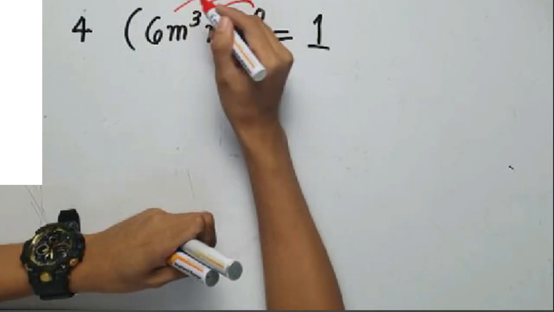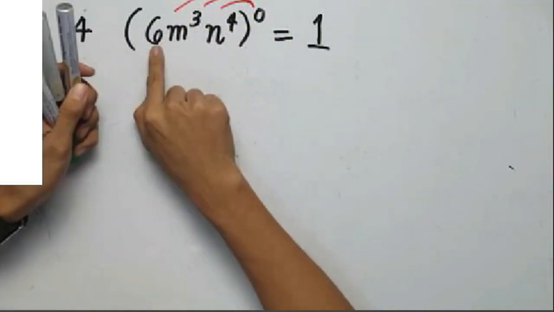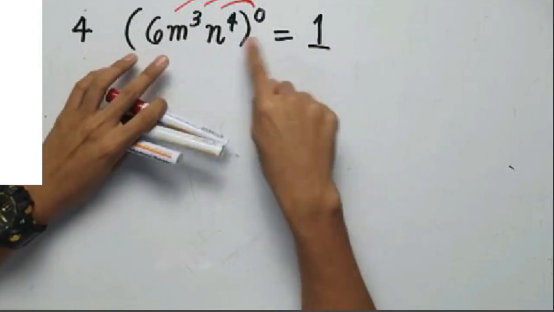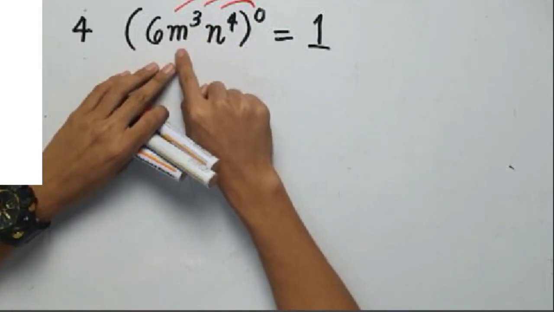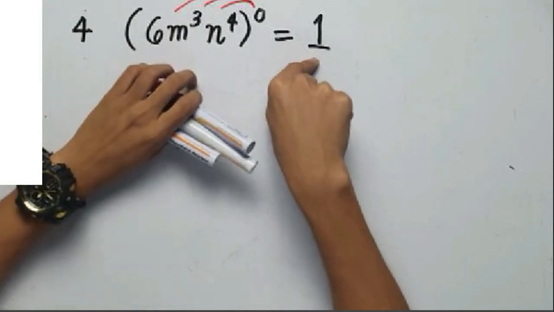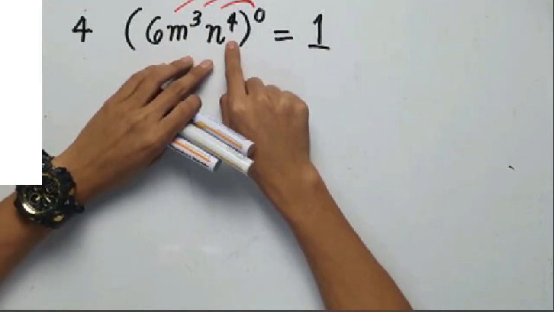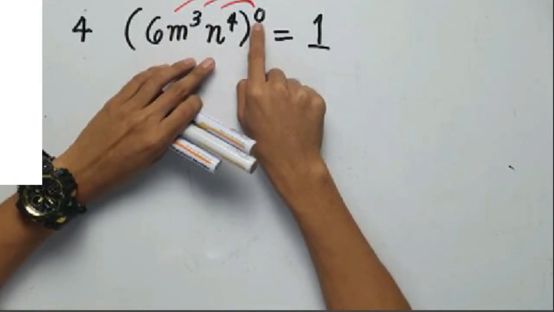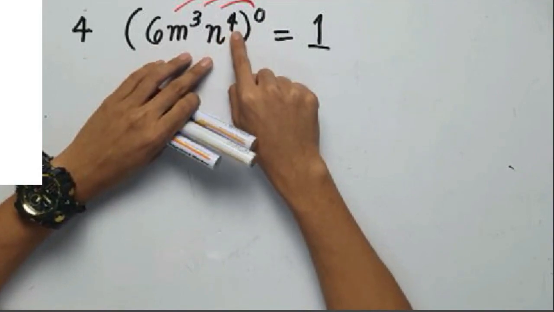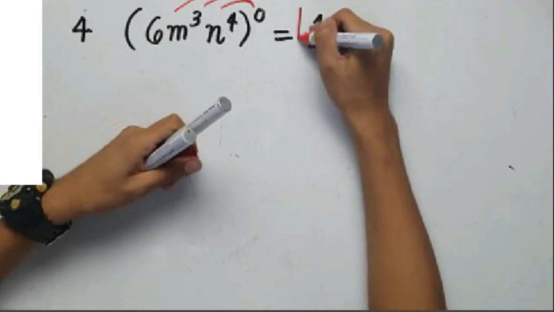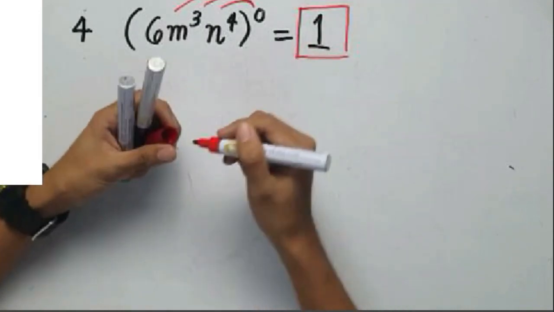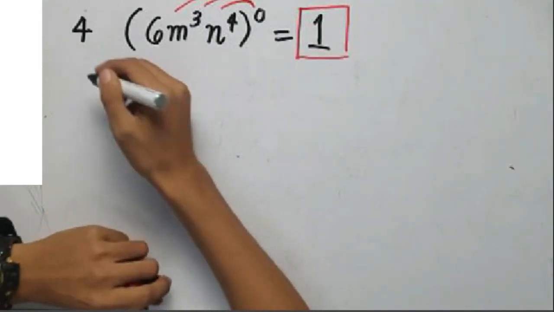Hindi ko na siya isa-solve pa, pero as you can see, kapag dinistribute natin ang 0 sa lahat ng term natin dito, 6 raised to 0 is equal to 1, m raised to 3 raised to 0 is equal to m raised to 0, or is just equal to 1, as the basic rule applies. N raised to 4 raised to 0 or n raised to 0 is just equal to 1 again. So this will be your final answer. Simple lang. Number 1 or 1.